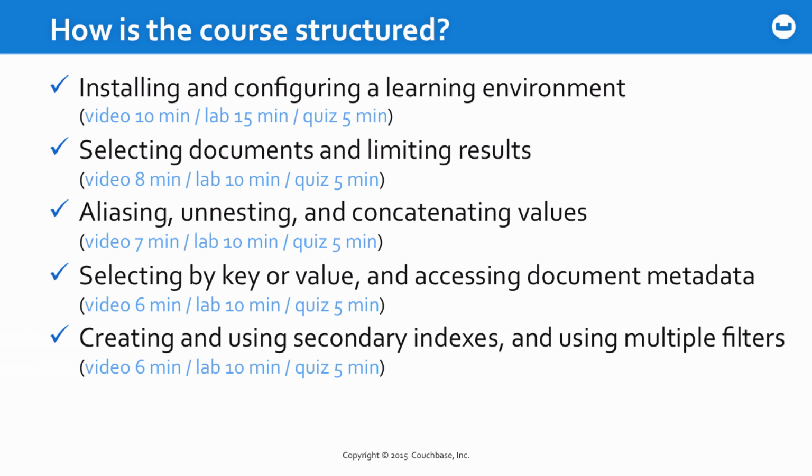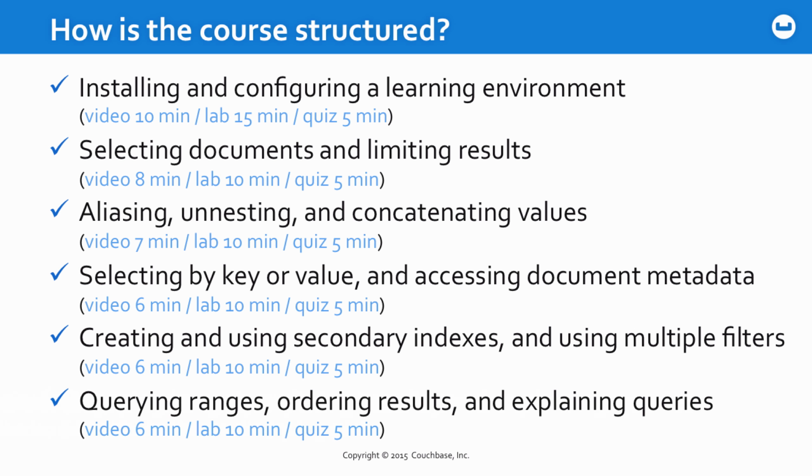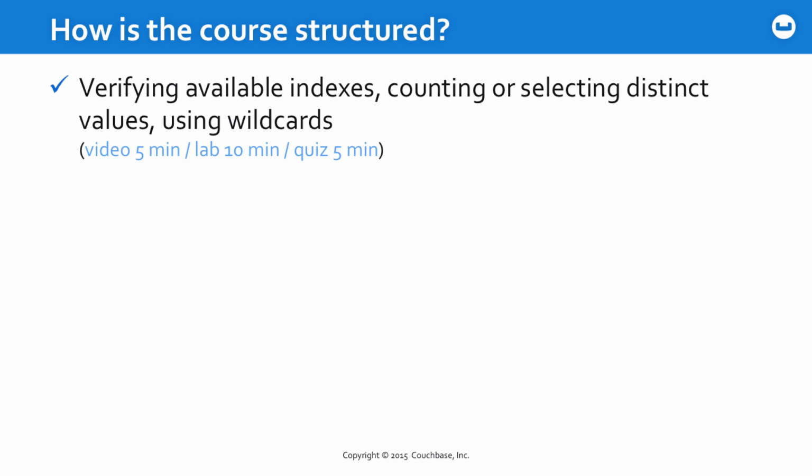We'll look at creating and using secondary indexes, a very powerful technique to speed your results dramatically, as well as how to apply multiple filters to an individual query. We'll look at querying value ranges, ordering results, as well as explaining queries, which is an additional approach to extracting metadata that lets you know if a given query execution used a particular index or not.